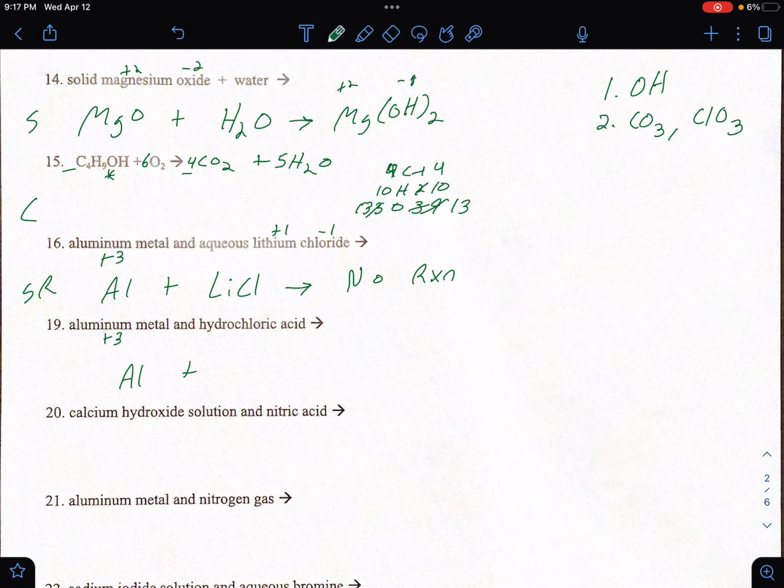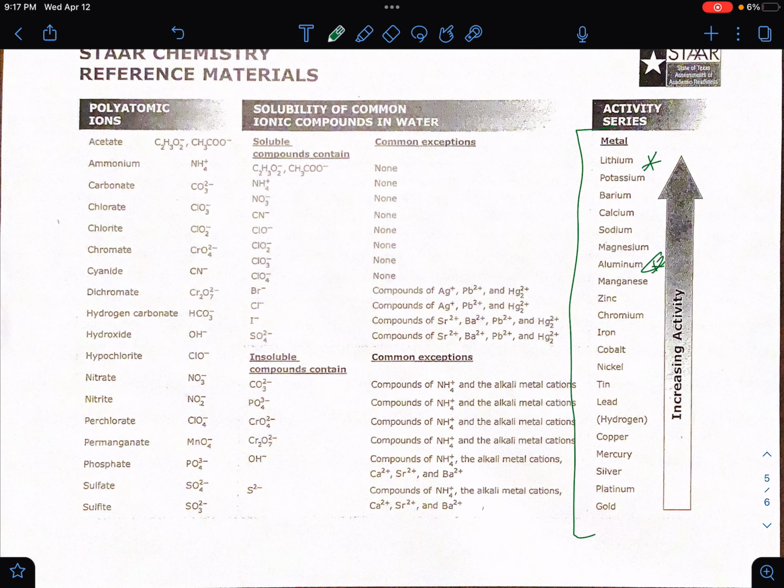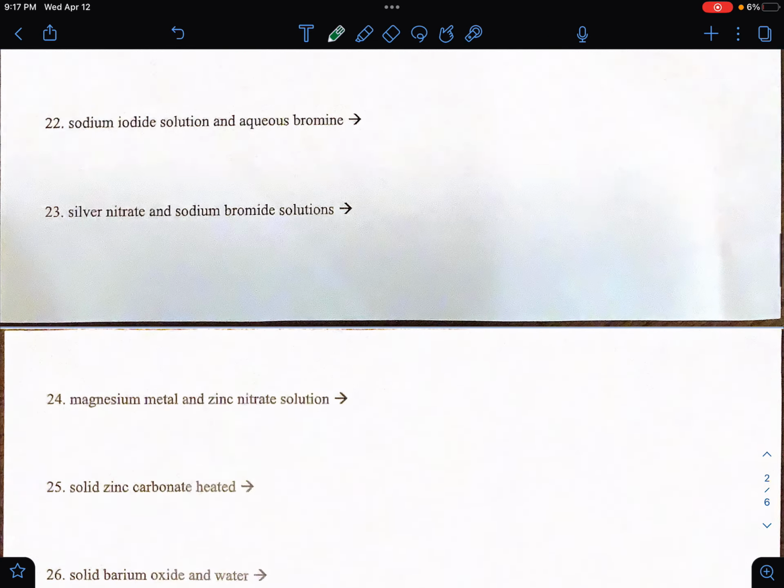Hydrochloric acid, hydro means no O, so we're going to deal with just H, and chlorine, which would be Cl. So this would be HCl. So I have aluminum off by itself, so this is going to be a single replacement. So now you have to figure out, is aluminum higher than hydrogen? So go back down to our list. Okay, aluminum is right here. Hydrogen is down here. Yep.